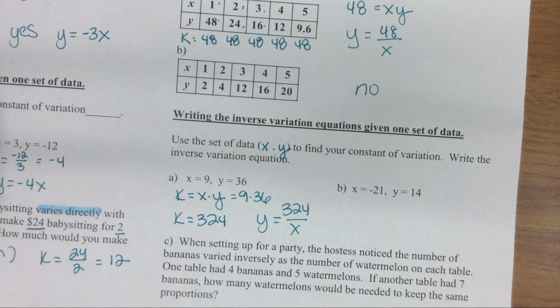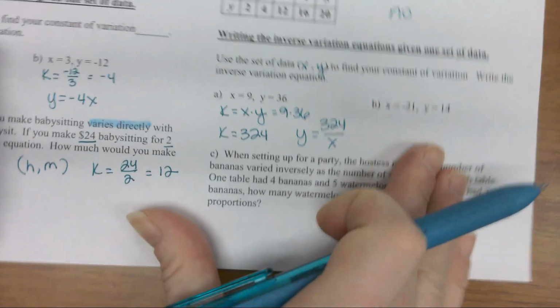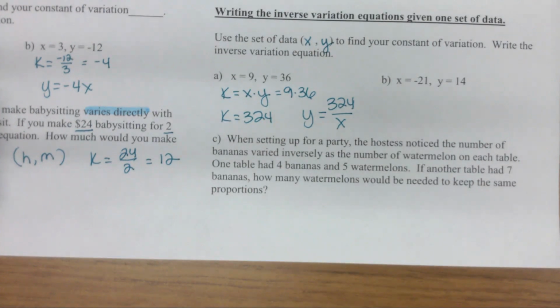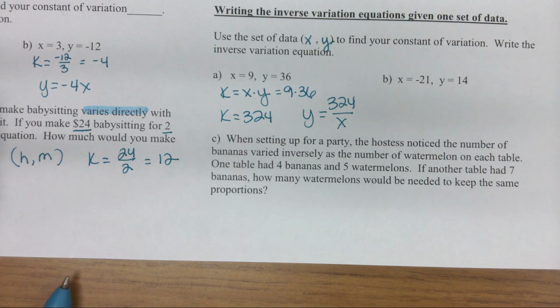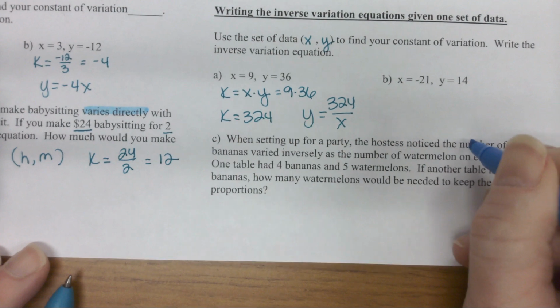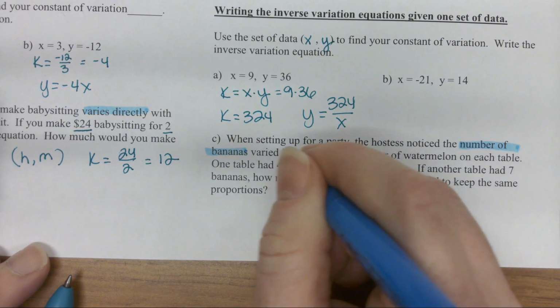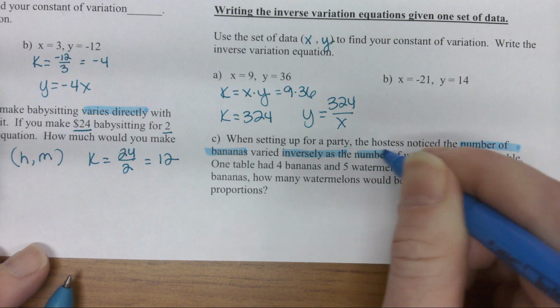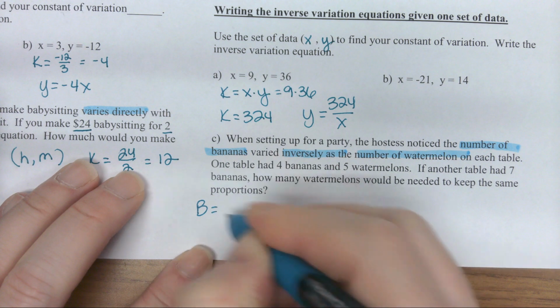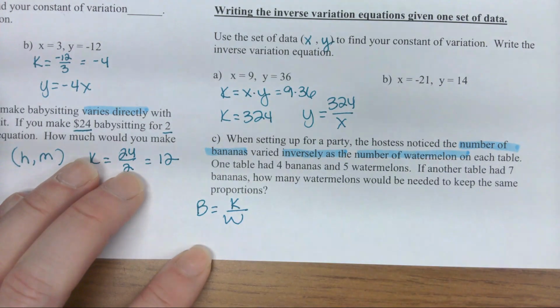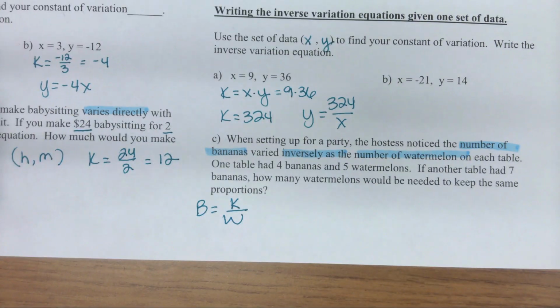So, last thing. What do you do in a word situation? We're going to do the same thing. The hard part about a word situation is figuring out which is x and which is y, but we're still going to multiply them together. When setting up for a party, the hostess noticed the number of bananas varied inversely as the number of watermelons. Okay. Bananas vary inversely as watermelons. That's how you write that statement. Bananas varies, the k is the constant, inversely as the watermelons.